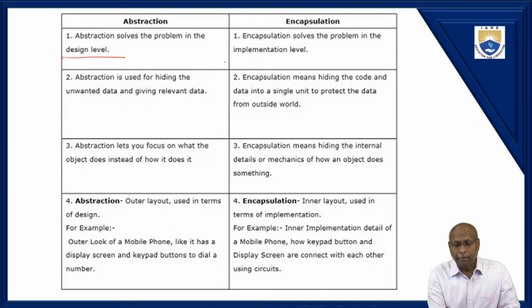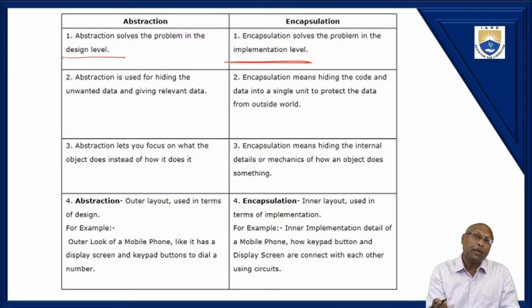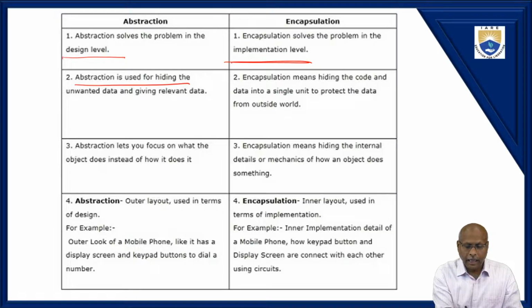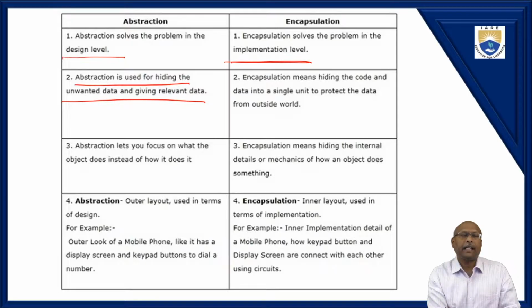Encapsulation solves the problem at the implementation level. So whenever you are implementing, you will think about encapsulation. Whenever you are designing, that time you will think about abstraction. Abstraction is used to hide the unwanted data and give the relevant data. So during the abstraction level, you will think about whatever things you have to highlight. Those things only we will discuss.